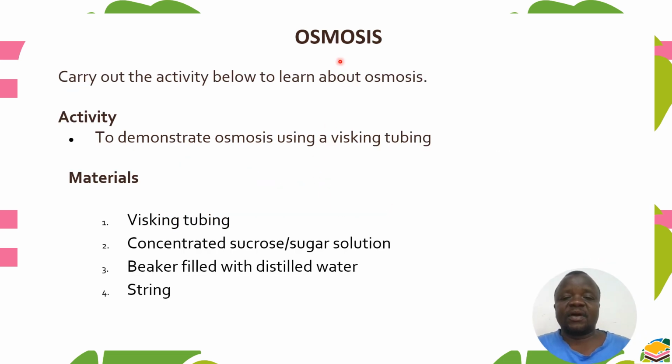Here we are on osmosis. We want to carry out an activity below to learn about osmosis. First of all, this activity goes like this. You have to demonstrate osmosis using the Visking tubing. What materials would you require? For example, these materials that one would require are Visking tubing, concentrated sucrose solution. You can also use sugar solution. Then in number 3, a beaker filled with distilled water and the string.